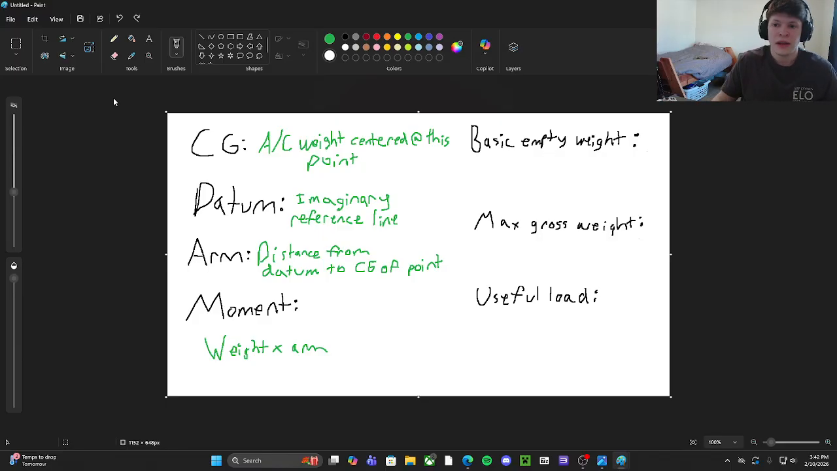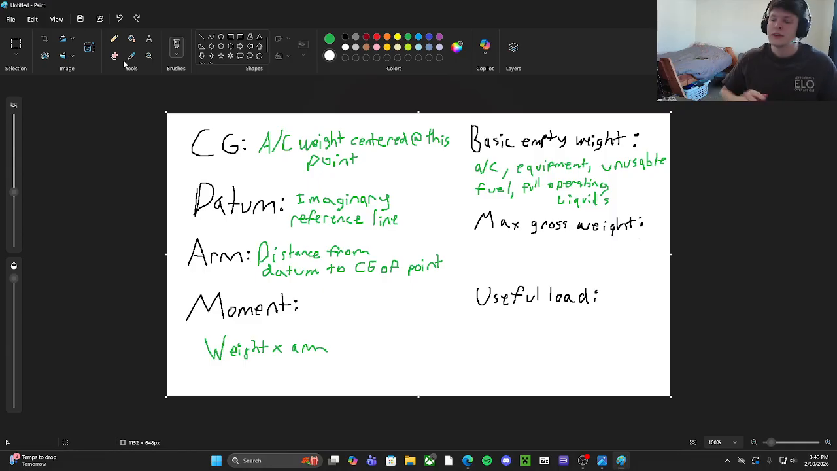And then a couple of helpful terms to know as far as weights go. We have what's called the basic empty weight, which is the weight of the airplane, plus the unusable fuel, so the fuel that can't be pulled out of the tanks, plus the optional equipment, whatever equipment's in there, and then full operating liquids, like oil and things like that that are a necessity for the aircraft to run. That's our basic empty weight. So just the weight of those things, no added people, no added fuel, no added anything, just that.